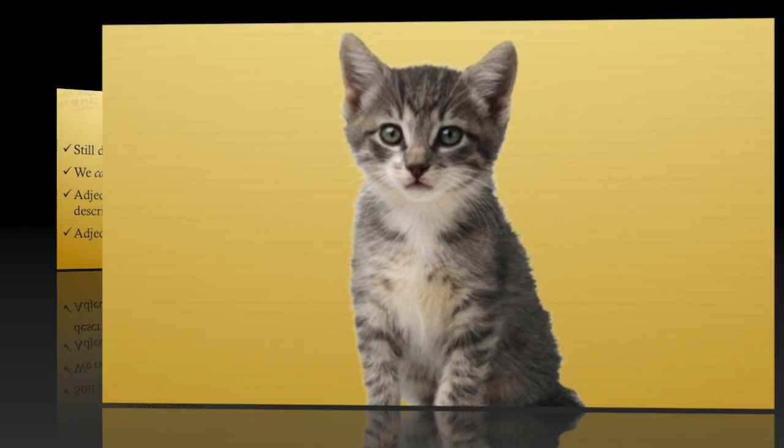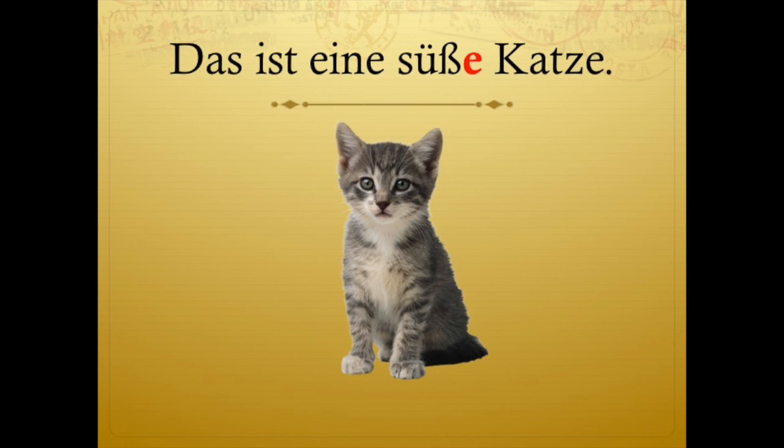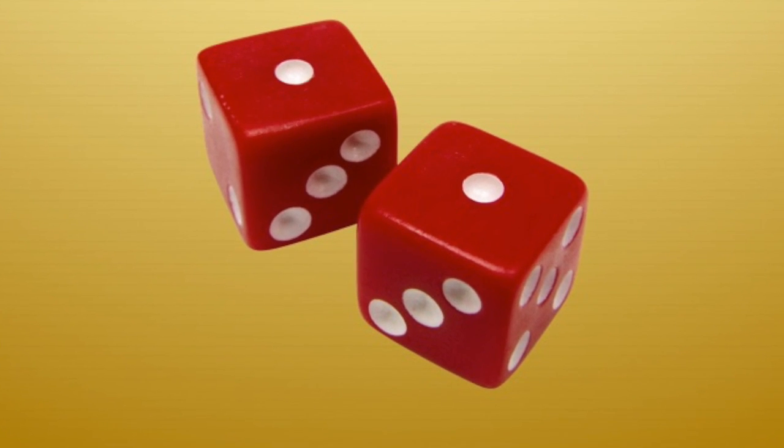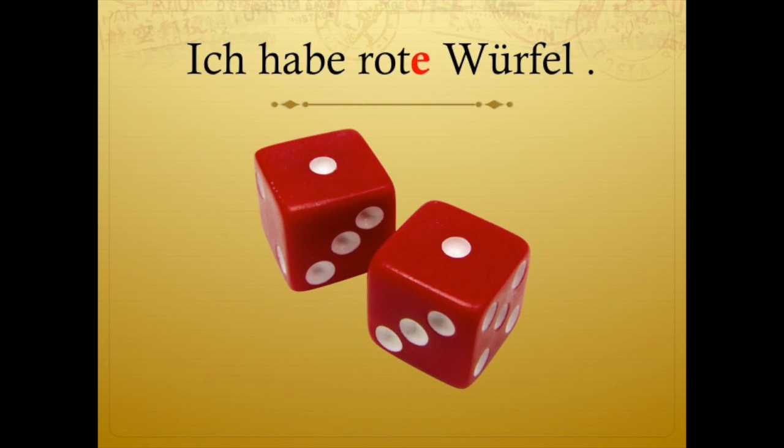Let's go back to our examples with the cat and the dice. So how can we describe the cat now? Das ist eine süße Katze. So we see that the adjective is in front of the noun that it describes, and it has an ending attached to it. I'll talk about how we identify the endings here in a little bit, but let's look at the dice example as well. So we see our dice, and we can say, Ich habe rote Würfel. Now we're not using to be, we're using haben, because we can use whatever verb we really want. So important is just that when we then use the adjective, it's in front of the noun and it will be with an ending.